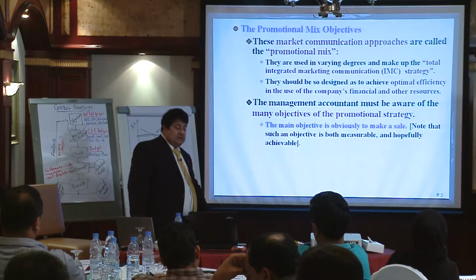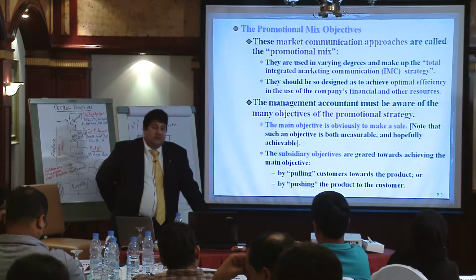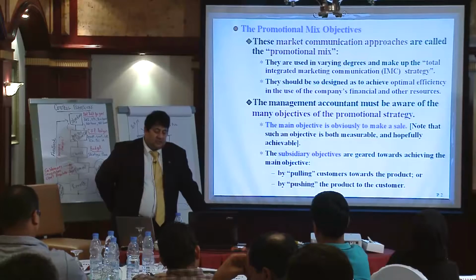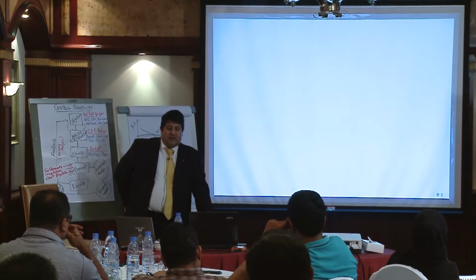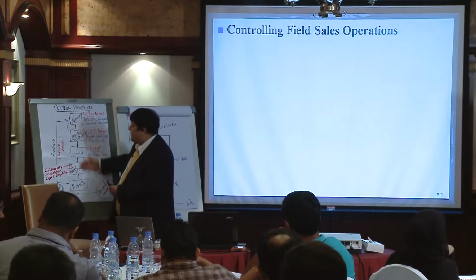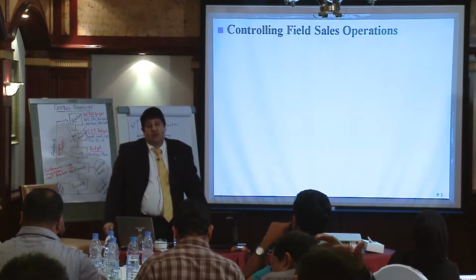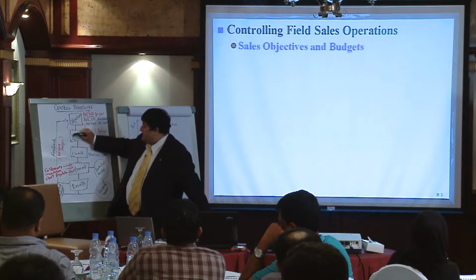Of course, to make a sale, there's a whole host of subsidiary objectives geared towards achieving the main objective by pulling the customer towards the product, which is the area of advertising, and by pushing the product to the customer, which is the area of the salesman. So now we'll look at controlling field sales operations. We're going to look at the control framework in the area of salesman, and in that way we can study human resource management. We'll go through the objectives, analysis, all of that in terms of the salesman.